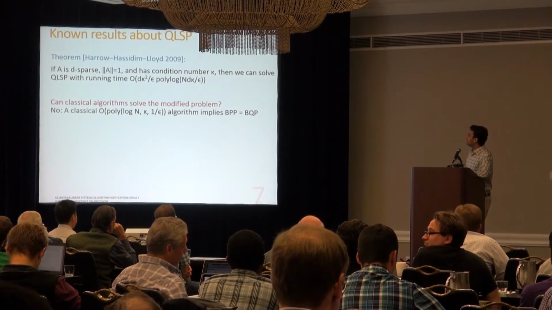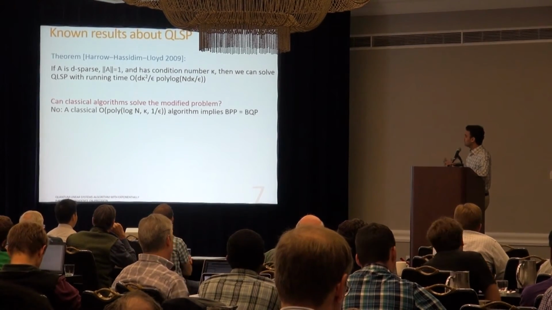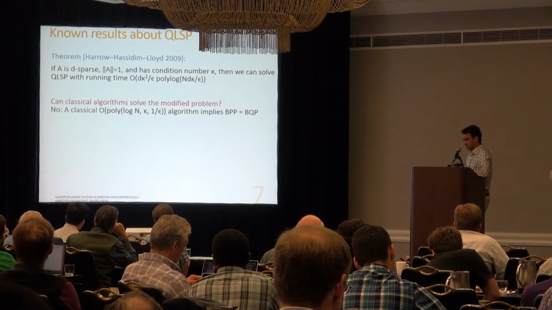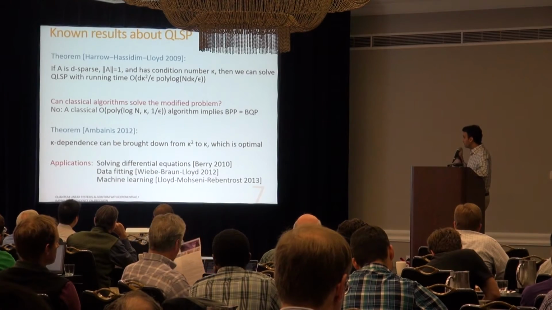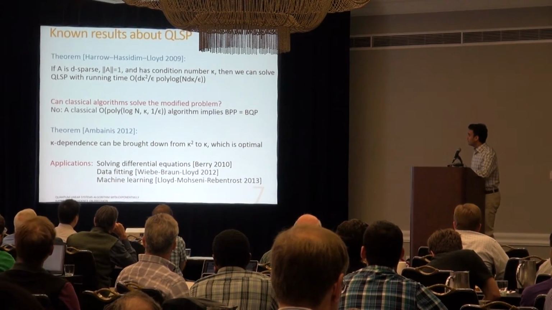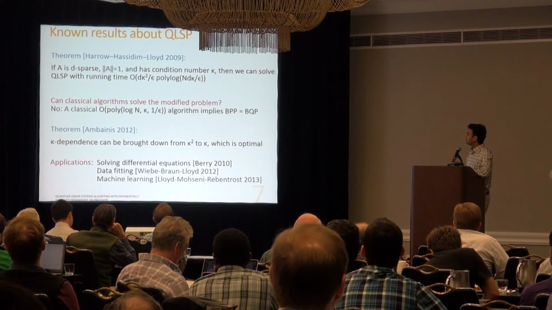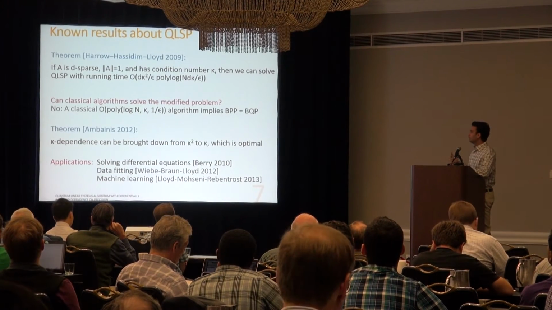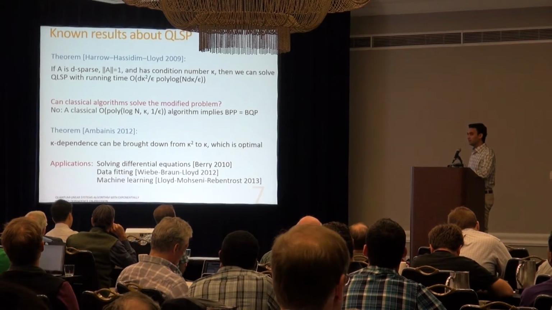Right, so we know from 2009 that we can solve this problem efficiently. And the other thing that's been done in this direction is that a couple of years ago, Ambainis showed that the kappa dependence can be brought down to linear in kappa. So this algorithm has quadratic dependence in kappa. This can be brought down to linear in kappa, and this is optimal. This was also shown in the first paper, that you cannot go below linear in kappa.